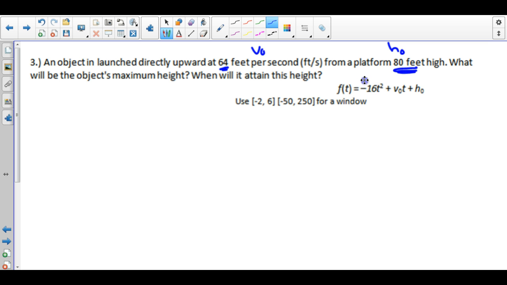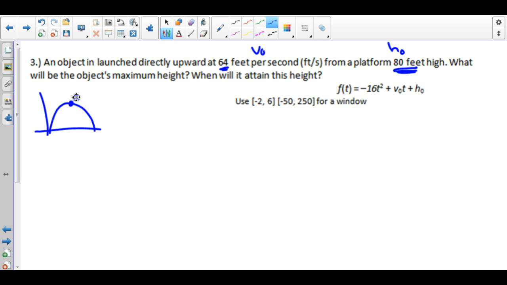Notice my a value is negative in this formula, which means my function is going to look something like this, and that's why we say find the maximum height, because it is a maximum value. If this a value were positive for whatever reason, it means that your parabola would open upwards and you would have a minimum instead.